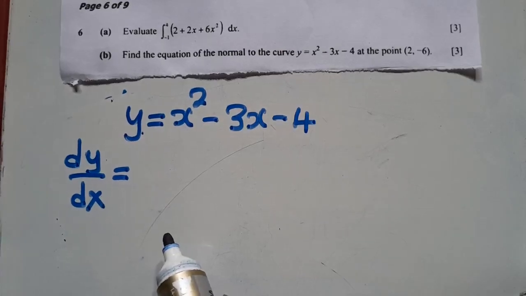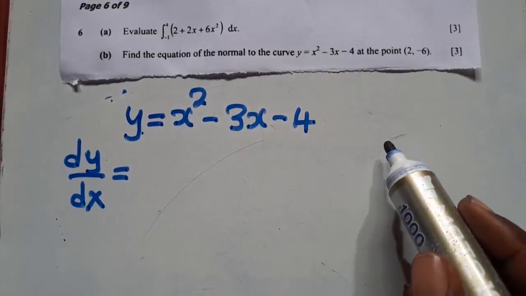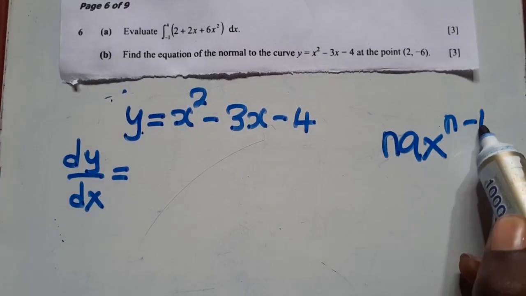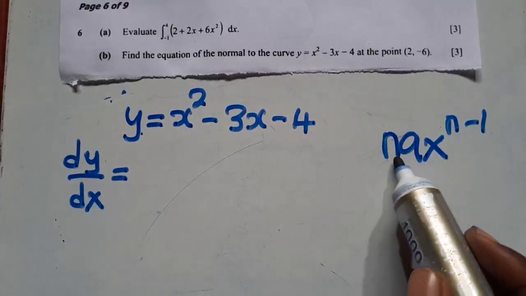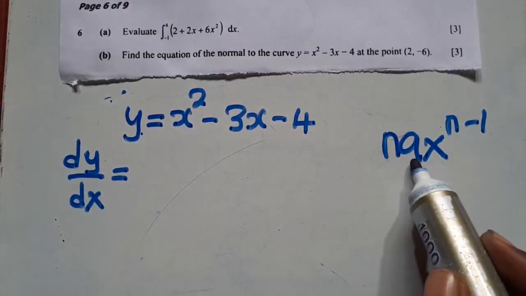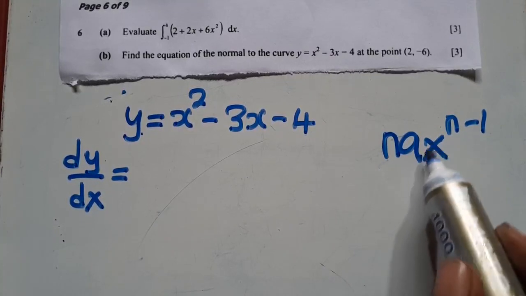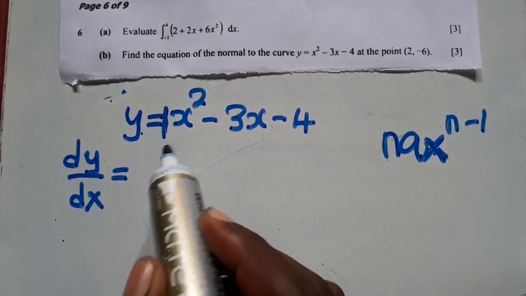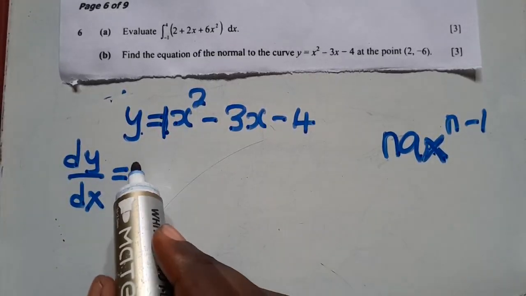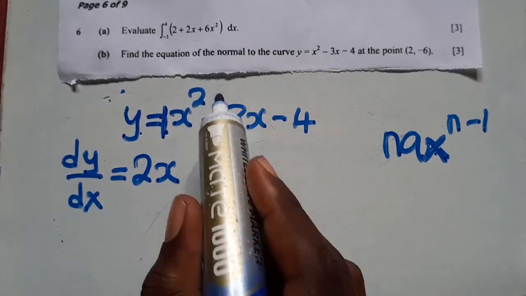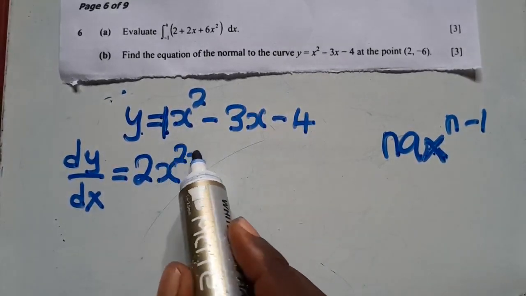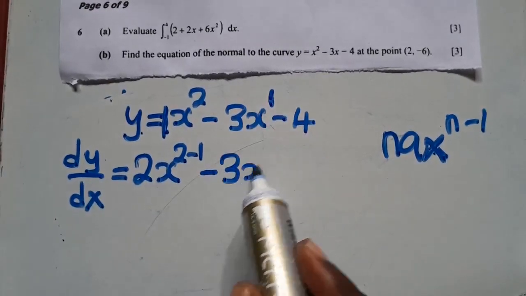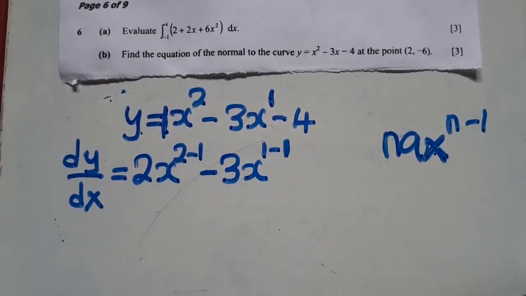Which formula do we get to use? Maybe you've forgotten the formula that we use. The formula is n a x to the power n minus 1. This is to say you multiply the power times the coefficient, where n is the power and a is the coefficient, then the variable follows, and for the power, you remove 1. So here we have 2 times 1, it is 2x, then 2 minus 1. We say minus, here we have 1 times 3, it's 3x, 1 minus 1.